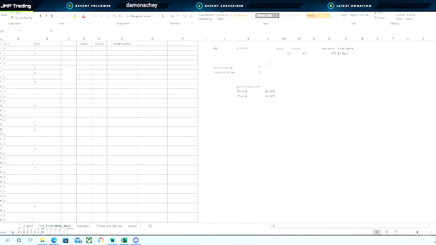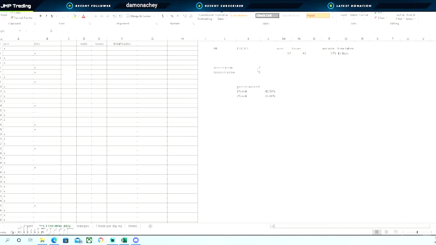Alright, so here are the results after 100 tests. We had 57 wins and 43 losses for a win rate of 57%. The time taken for those 100 trades was 15 days. And all these signals were taken during regular market hours. None were taken in the overnight session. So these 15 days were market hours only.